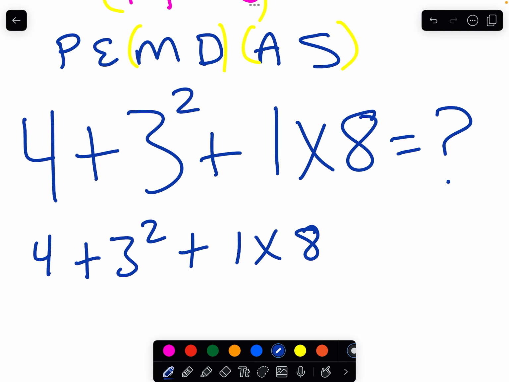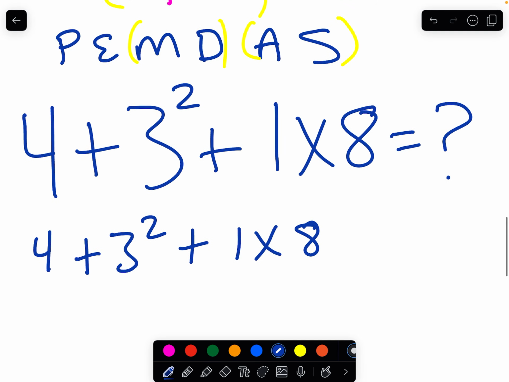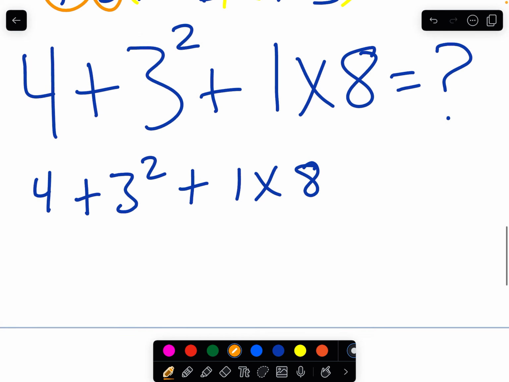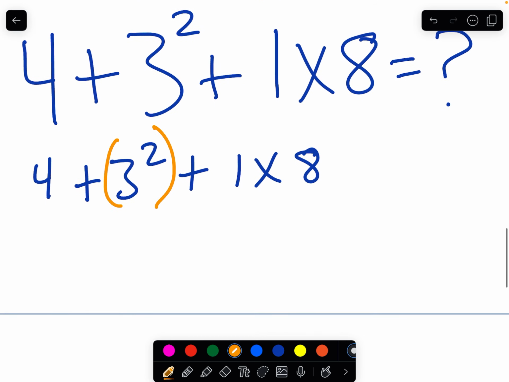4 plus 3 to the second power plus 1 times 8. Well, I'm going to start by saying, are there any parentheses? There aren't. Can move on. Are there any exponents? Why, yes, there are right here. So I'm going to do that first. 3 to the power of 2 is the same as 3 times 3, which is 9.